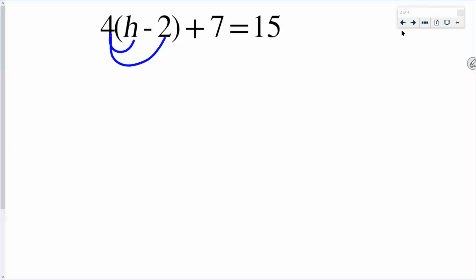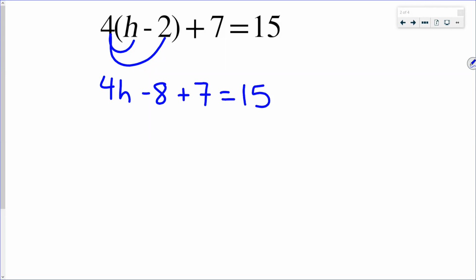No, because it's not inside of the parentheses. Boom, Davian for the win. No, because it's not in the parentheses. Awesome. So 4 times h is 4h. I saw this in the chat. 4 times negative 2 is going to give us a negative 8. And then rewrite plus 7 equals 15.